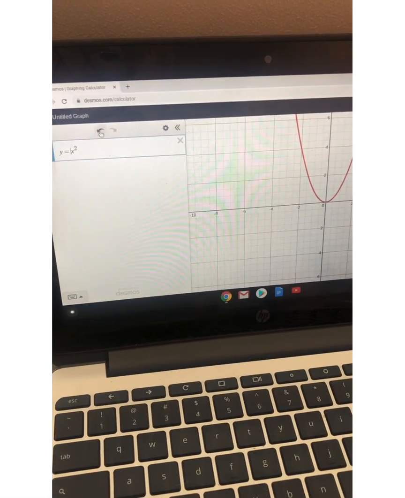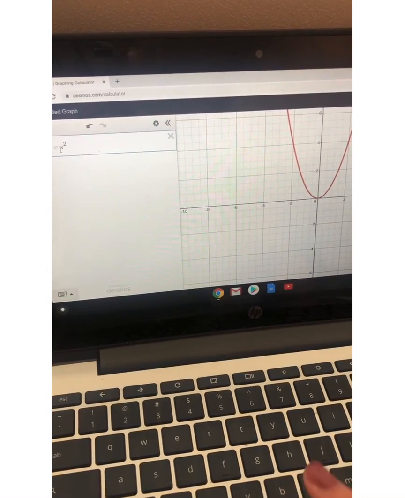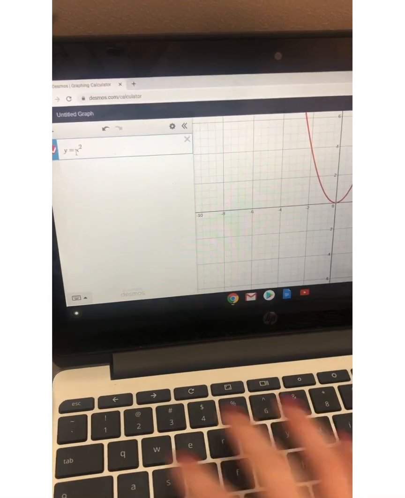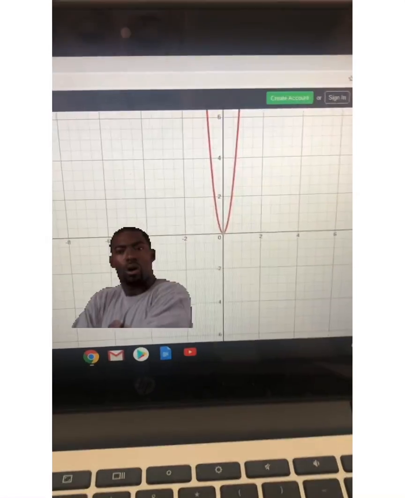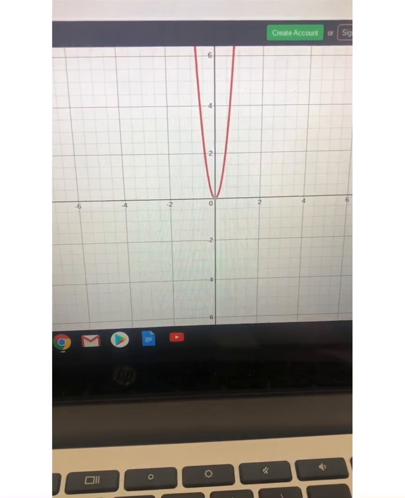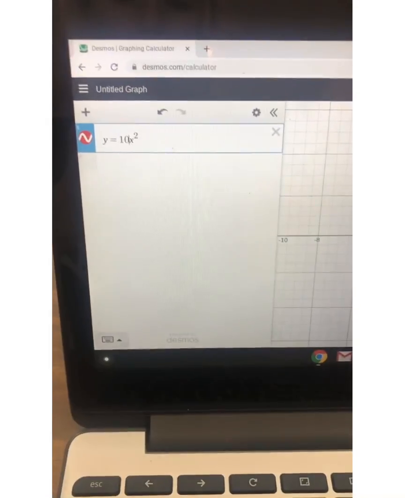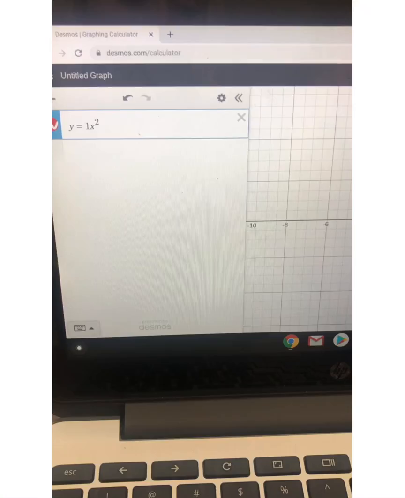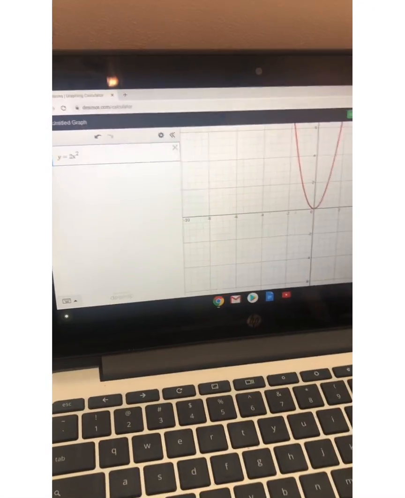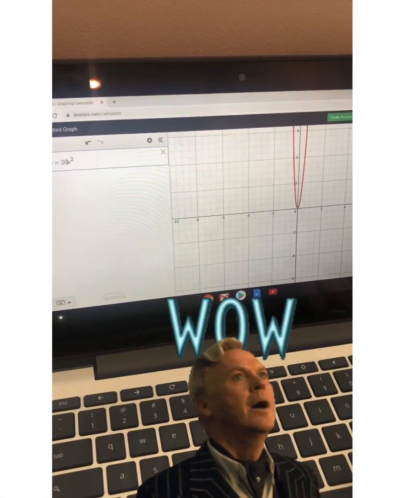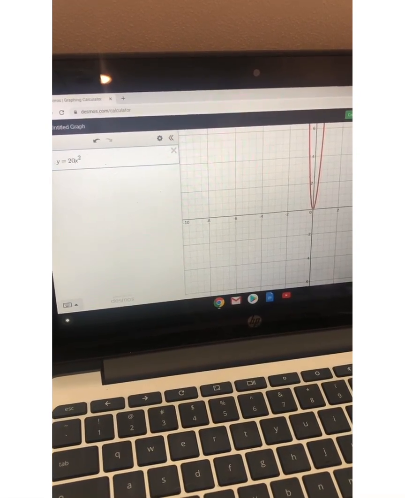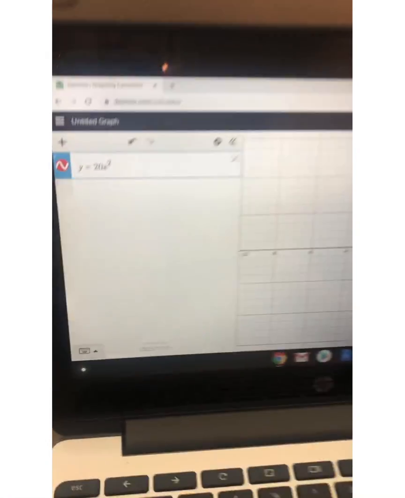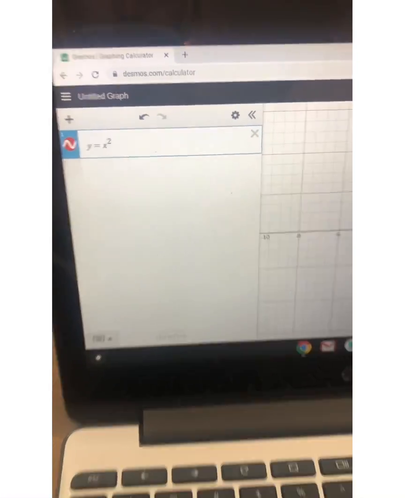So technically the number in front of the x squared is a 1. So if, let's say I make it 10, you notice the parabola got a lot skinnier, it got stretched out. And if I do an even bigger number, let's say I do 20, it gets even skinnier. So the bigger that number in front of the x squared, the more stretched out it's going to be. So let's go back to 1.